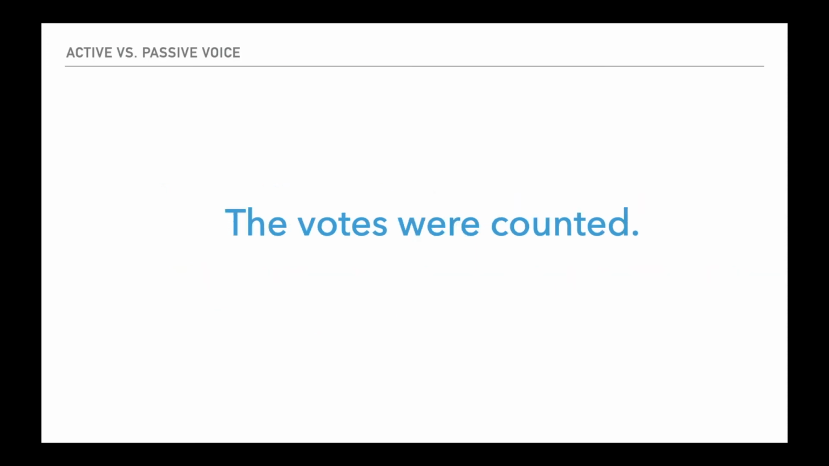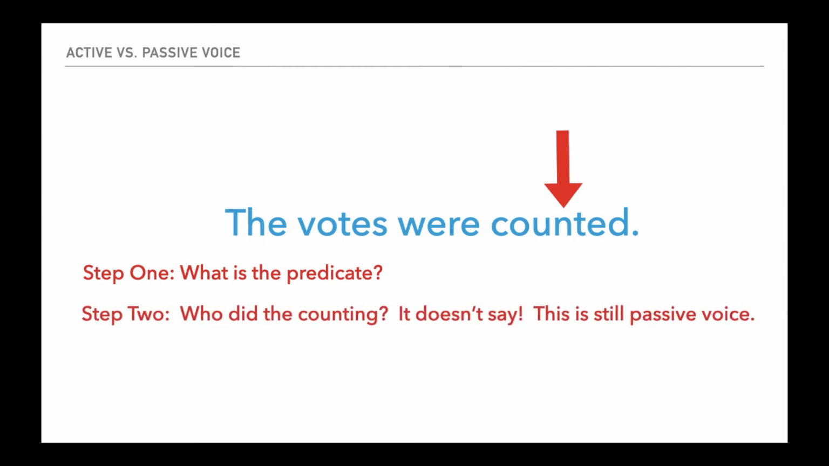Take a look at this sentence. The votes were counted. Let's go through the same process. Step one, what is the predicate or action? Well, in this case, it's counted. Step two, who did the counting? Now, if you look here, it doesn't say who did the counting. This is still passive voice.